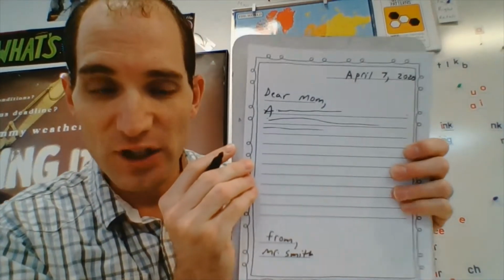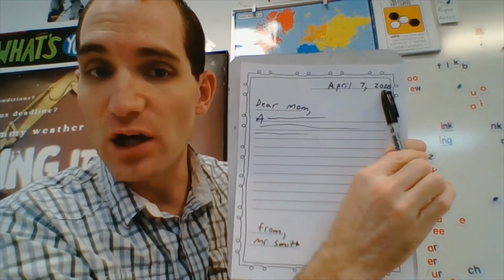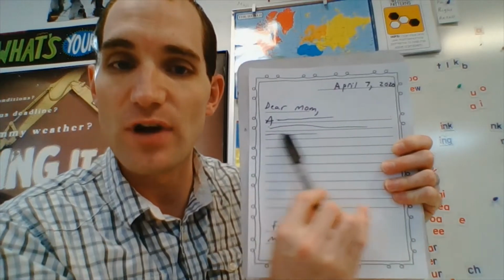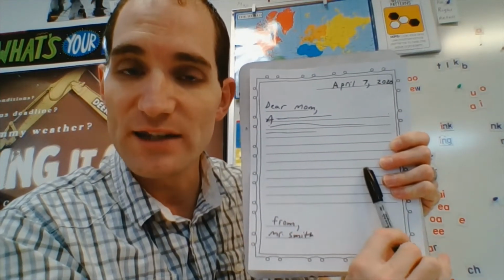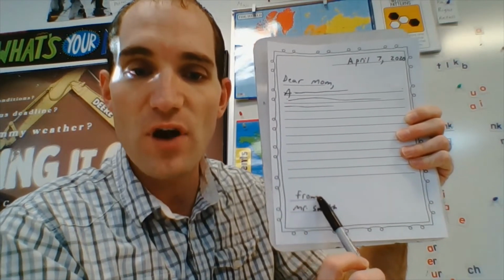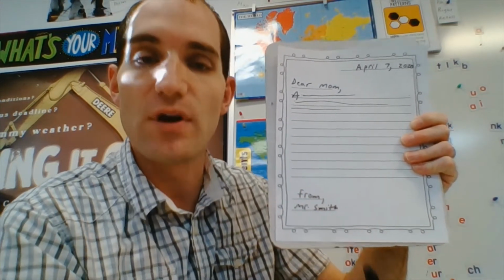So when you see this, you have the date goes up here, dear person, comma, goes here, skip to the next line to write your letter. When you're done writing your sentences for your letter, you skip to the bottom, write from, comma, skip the line and write your name. This is how you write a letter.